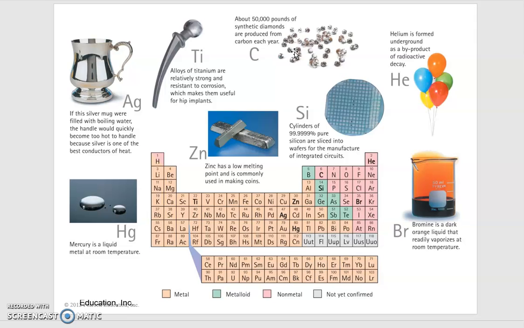There are a lot of interesting properties about the periodic table. We will discuss them in further detail in our next lecture on Monday.